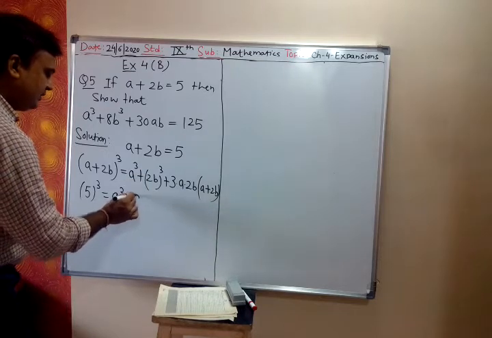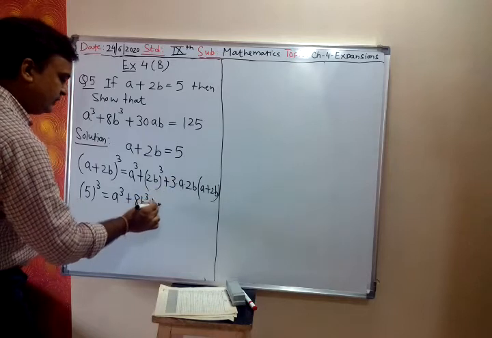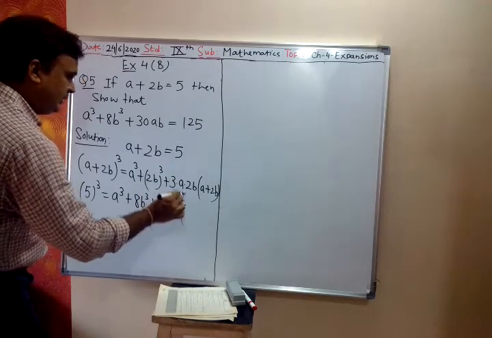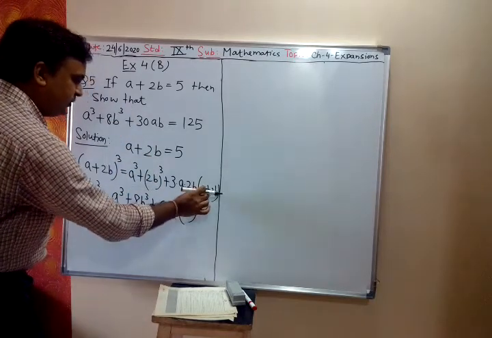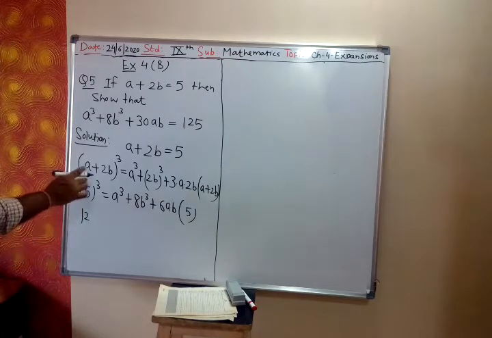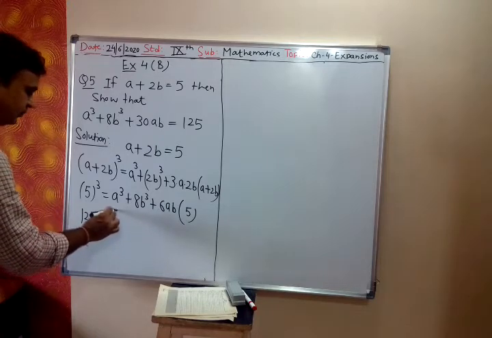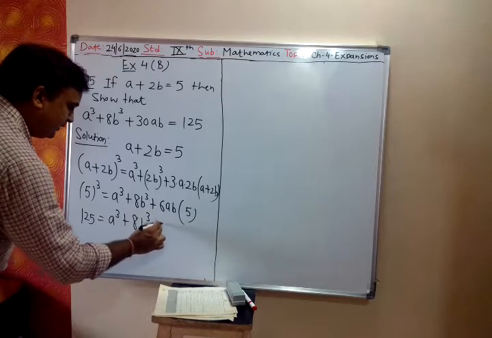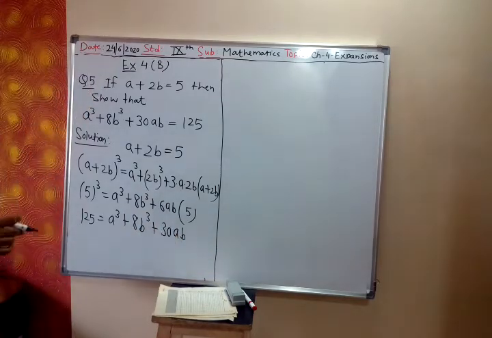So 5 cube is a cube plus 2b cube. 2 cube is 8, so 8b cube, plus 3 into 2 is 6, 6ab into a plus 2b, which is 5. So we get 5 cube, 5 into 5 into 5, 125, is equal to a cube plus 8b cube plus 30ab.